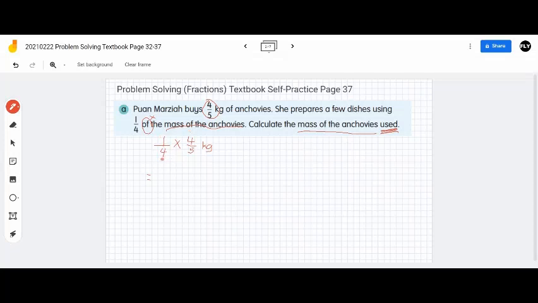So 1 and 4, can it be simplified? Cannot. 1 and 5, cannot. 4 and 4, yes. They can cancel each other. And this is the simplest form. So 1 times 1 is 1. 1 times 5 is 5. In the end, you get 1/5 kg. So this is the mass of the anchovies used. If I am speaking too fast, you can pause the video. So I'm going to the next question, B.